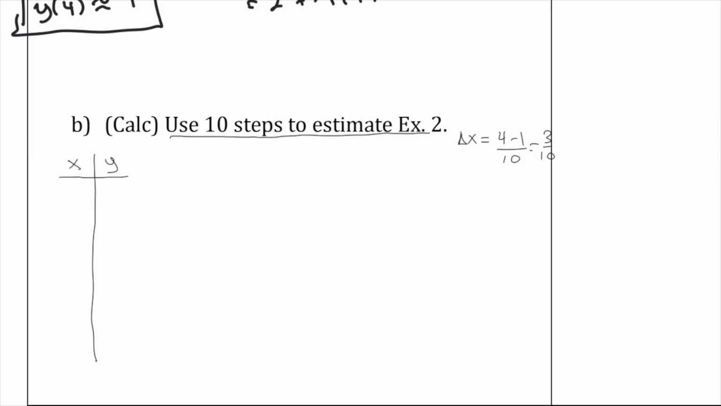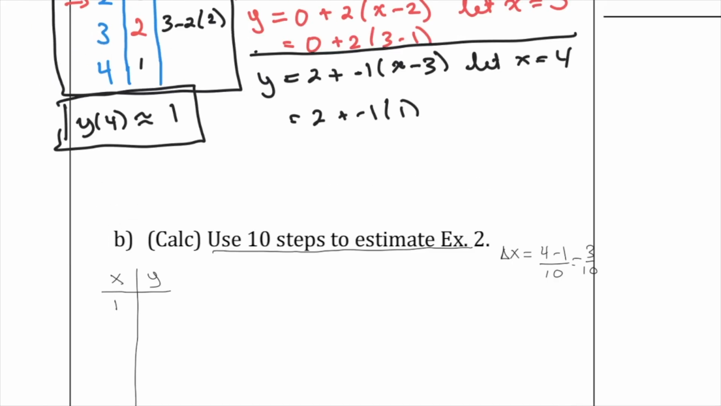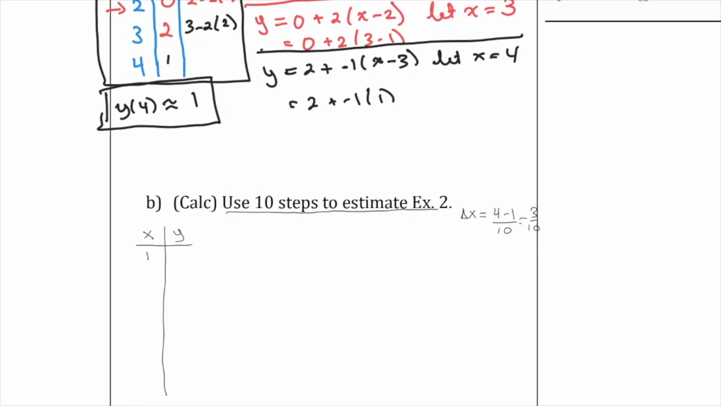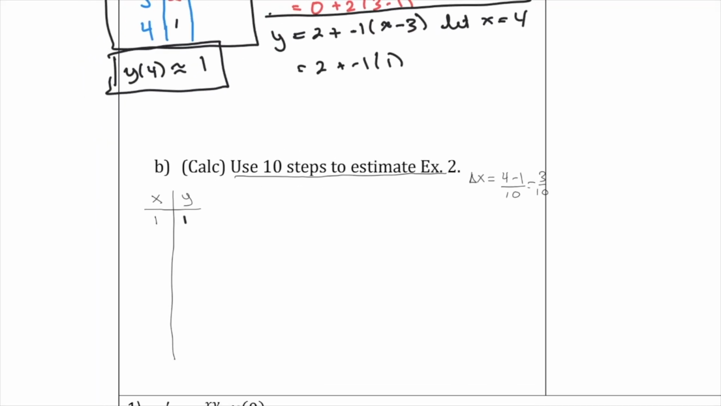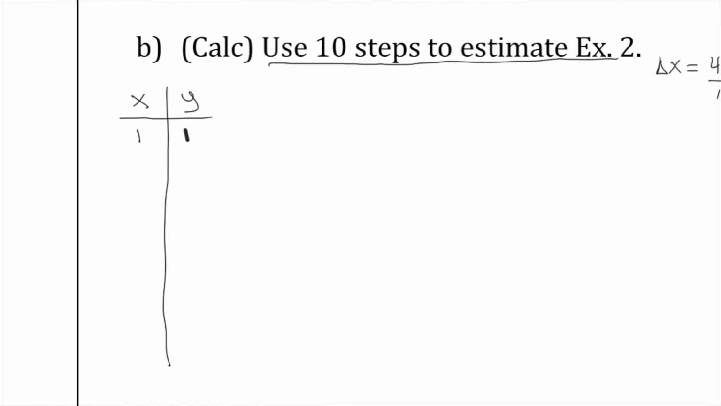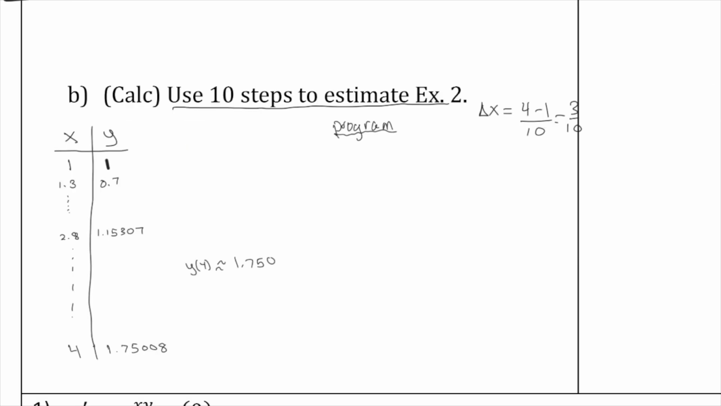You have your x, you have your y. Your x started at 1, and your y value for 1 was equal to 1. You want to count until you get all the way to 4. And once we do that, fill in your values for all the x and y. Use the program that you've created or downloaded in your calculator and fill in your x and y answers.